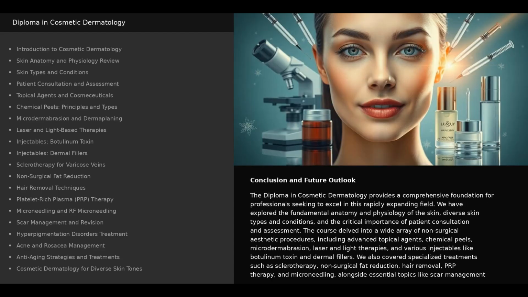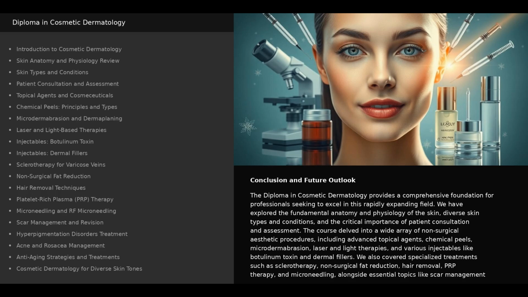Conclusion and future outlook. The Diploma in Cosmetic Dermatology provides a comprehensive foundation for professionals seeking to excel in this rapidly expanding field. We have explored the fundamental anatomy and physiology of the skin, diverse skin types and conditions, and the critical importance of patient consultation and assessment. The course delved into a wide array of non-surgical aesthetic procedures, including advanced topical agents, chemical peels, microdermabrasion, laser and light therapies, and various injectables like botulinum toxin and dermal fillers.